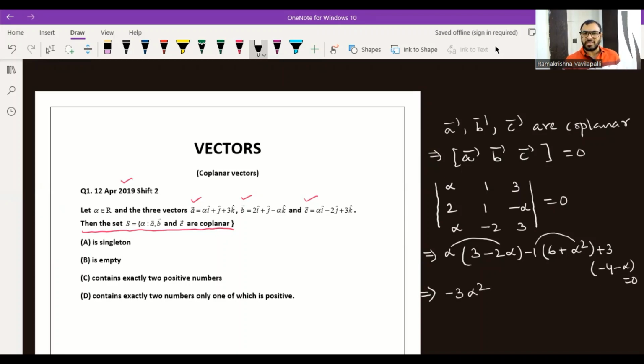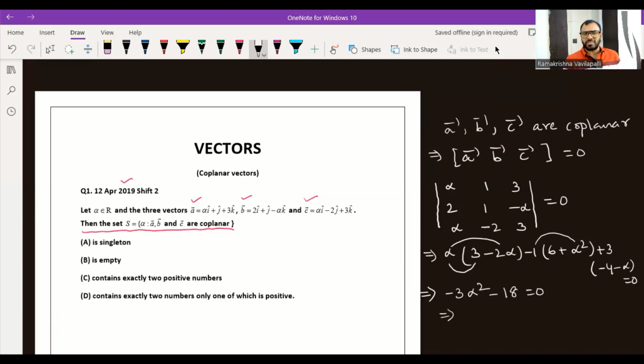Now, how many alphas are there? Here, this is 3 alpha and this is 3 alpha and this is minus 3 alpha. It becomes 0. Minus 4 minus alpha. So, there is no alpha term. Now, what is the constant? Minus 6 minus 12. So, minus 18 equal to 0.